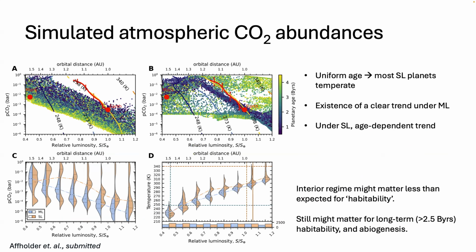The left column is simulations under the hypothesis that we have continental weathering and long-term outgassing. On the right-hand side are the stagnant-lid planets that don't have continental weathering. The color of the dots is the age of the planet, where we have a parametric relationship between age and volcanic outgassing. That's the only thing that matters. The x-axis is relative luminosity, and the y-axis is PCO2. On the left-hand side, we see a very clear decreasing trend for PCO2 with luminosity, which is what one would expect from the carbonate-silicate weathering cycle.